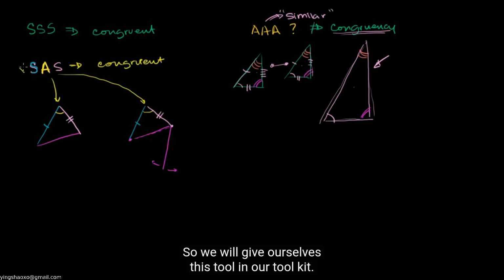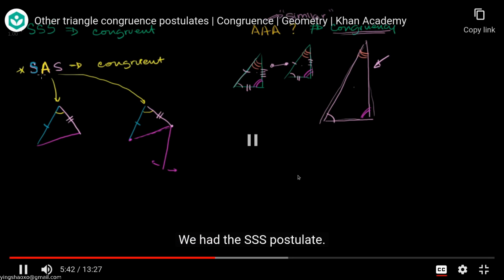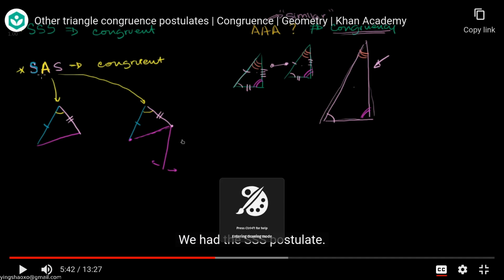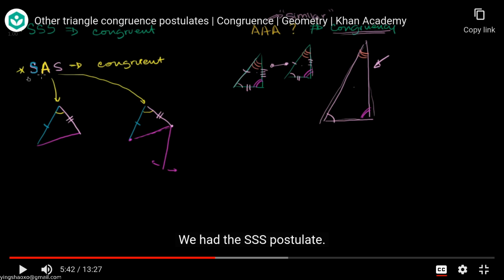So we will give ourselves this tool in our toolkit. We had the SSS postulate. Back at my school, the Chinese school, they often say rules like this, SAS or SSS, and so on. They just want to tell you the rules, and they use some sentences to describe those rules. But the problem is that some people like me do not understand what you are saying about the rules.